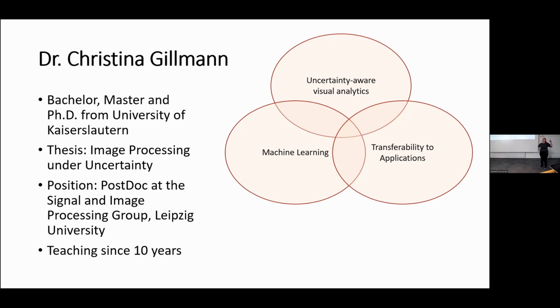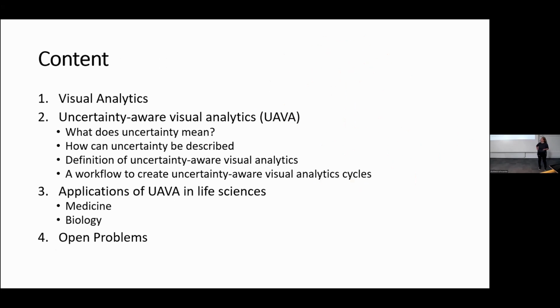Usually when I'm doing research, it's along the border of these three topics: uncertainty aware visual analytics, a little bit of machine learning, and transferability into applications. And if you look into my publication records, each of those papers is at the intersection of at least two of those bubbles.